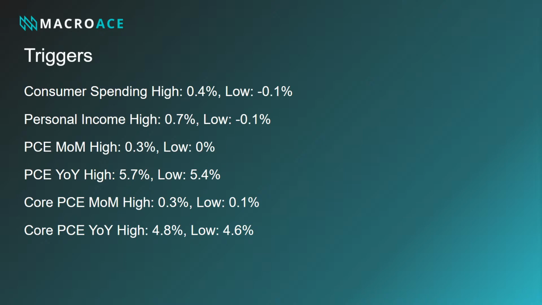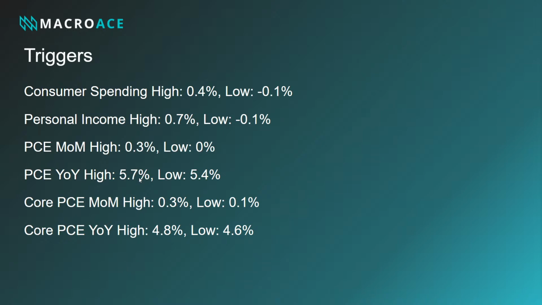The PC price index, they see 0.3% with a high estimate, and then 0% on the low. PC price index year on year, again, it's going to be very important for what inflation is doing in the whole of America rather than just the urban areas.